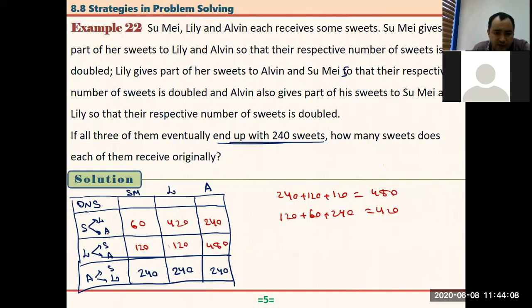Now, how about Sume? When Sume gives some candies to these people, it is doubled. So that means how many did she give to Lily and Alvin?